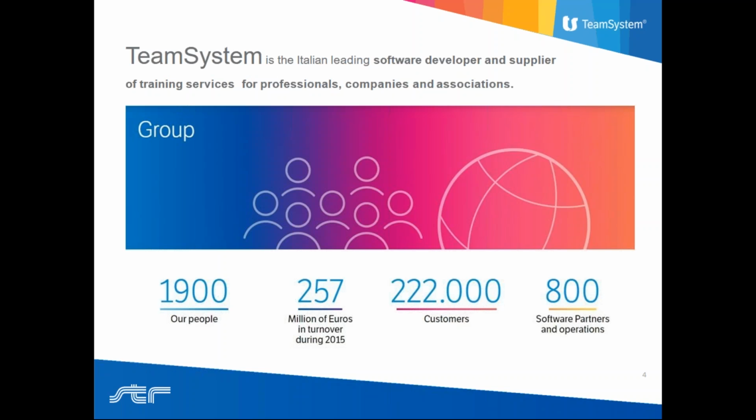We are part of a bigger group called Team System, which is the Italian leading software company, both developer and supplier, also for training services for professional companies and associations. Team System has more or less 2,000 people employed, 257 million of turnover in 2015, 222,000 customers, and 800 software partners.